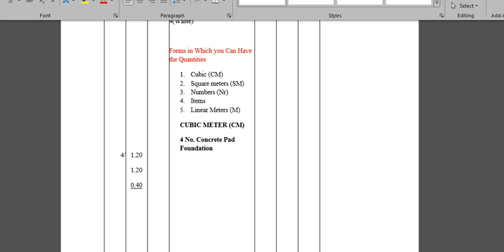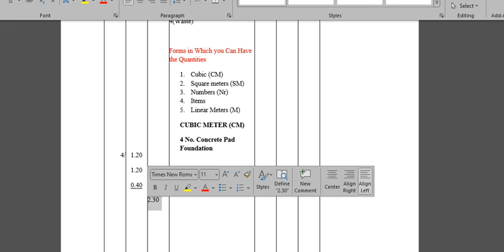So you do your calculation. You've multiplied 4 times 1.2 times 1.2 times 0.4, and then you have 2.30. Remember that those figures have to be in 2 decimal places at all times. So that is what is available. That is what you find.